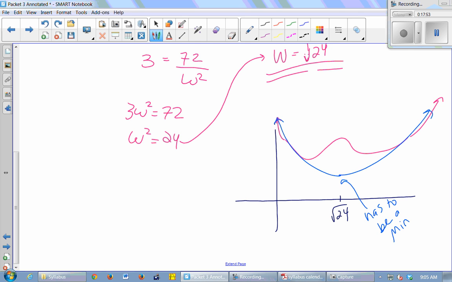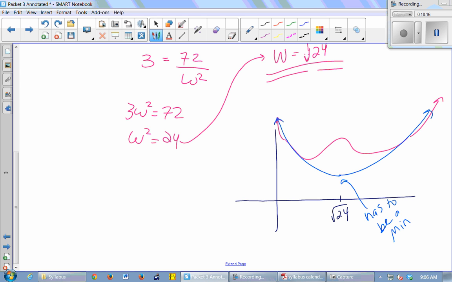What if I wasn't sure, though? What if reasoning that out was more difficult for some reason? What could I do? I could make a sign chart to show that it's a local min. Yep. And then I would say the endpoints go to infinity. This is a local minimum. It has to be a global minimum because there are no other critical values.